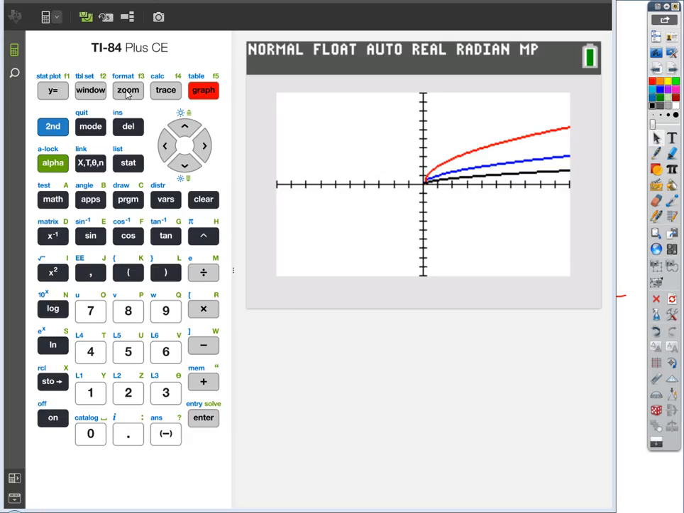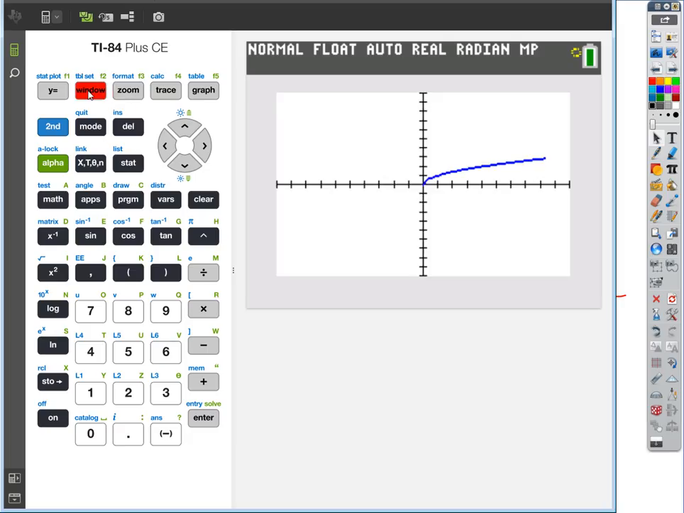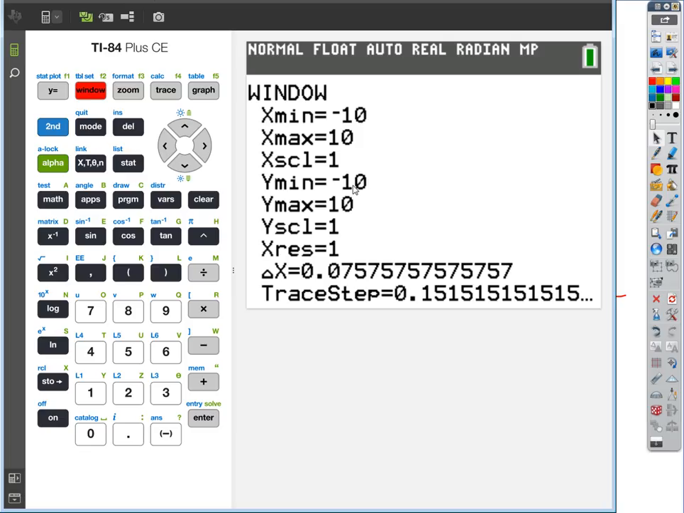Let's do a quick review, a quick tour of the Zoom window. We'll just do parts of it. So if I do Zoom Standard, that's what I just hit. Zoom Standard, if I hit Zoom 6, takes the window back to its original configuration, which looks like that, -10 to 10 on both axes, X and Y, right?